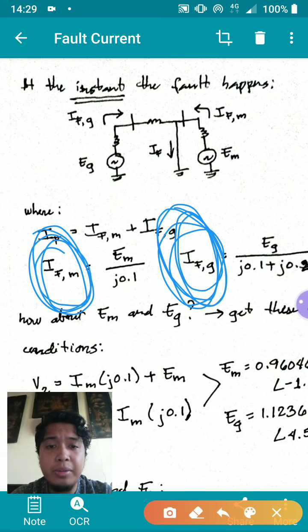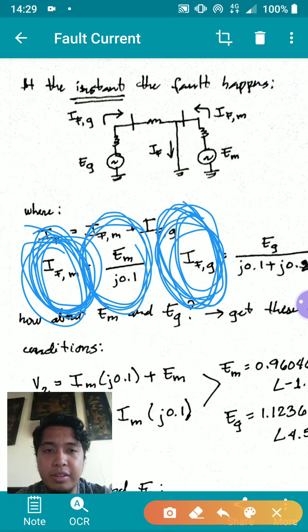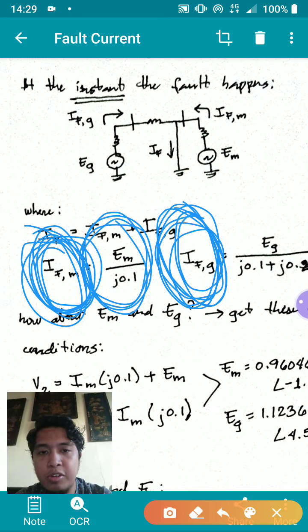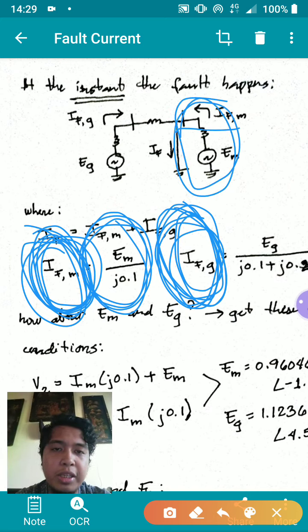Okay, so to solve for the fault current in the motor and the generator, you just use Ohm's law. I is equal to V over Z. So it's just EM divided by 0.1. It's basically this loop here. You perform this loop here.